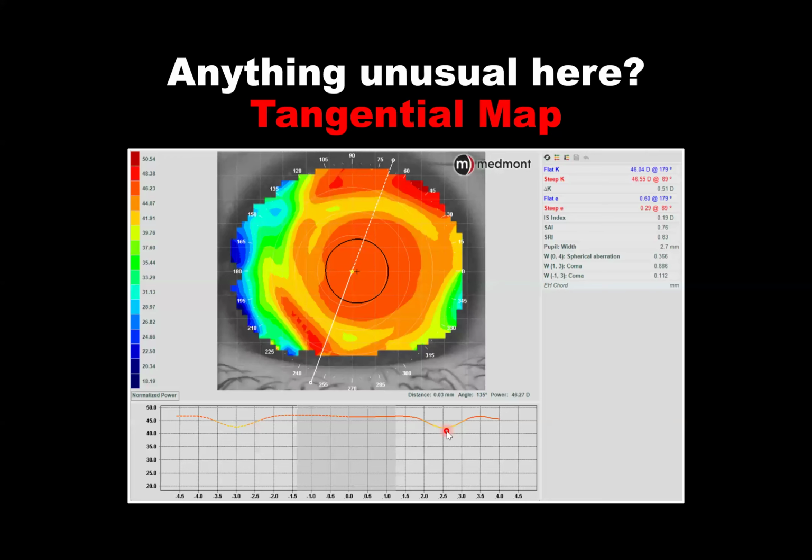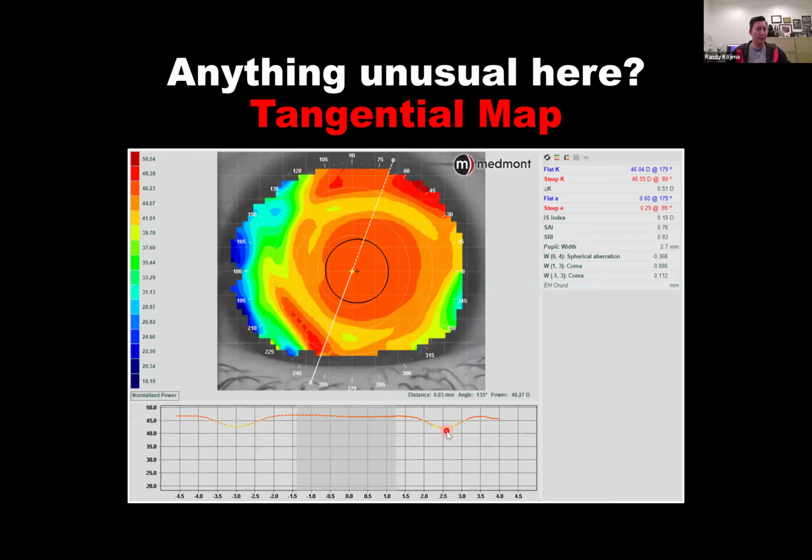O sea que el mapa tangencial es capaz de decirnos a nosotros cambios pequeños, pero nos da la forma más real, o el perfil más real de lo que está sucediendo en ese caso, y podría ser un lente de contacto mordiendo la córnea.